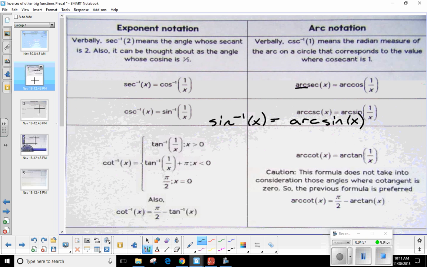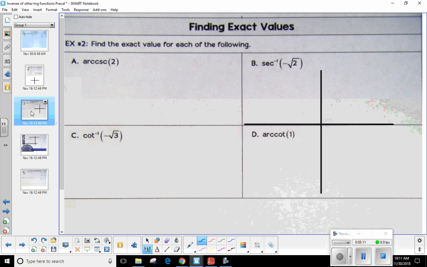So cosine inverse of x is just arc cosine. Tangent inverse is just arc tangent. It applies to all of them. So don't let that throw you off if you see that. Okay, I think the best way is just to get to an example and see what you think.